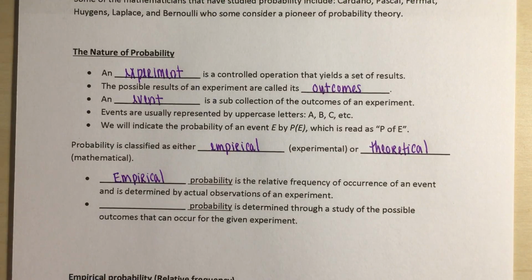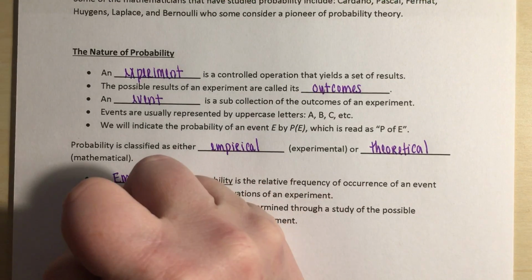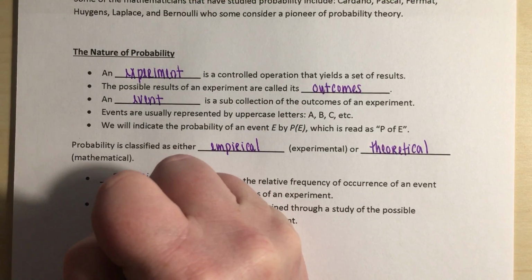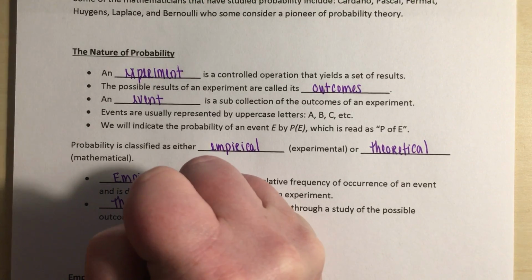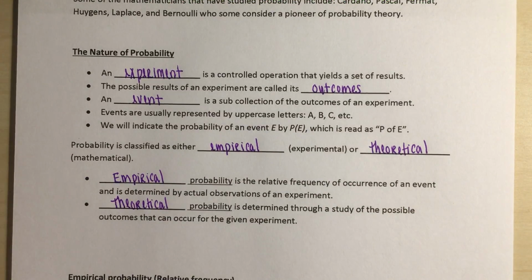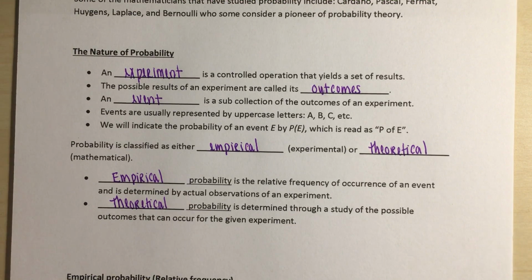Right, so again, same definitions, just a little more detail. Empirical probability is the relative frequency of an occurrence of an event and is determined by the actual observations of an experiment. And then again, theoretical probability is determined through a study of possible outcomes that can occur for the given experiment. And that's again going to be more mathematical. So to start with, in this first part, we're just talking a little bit about the different types of probability that we're going to come across.